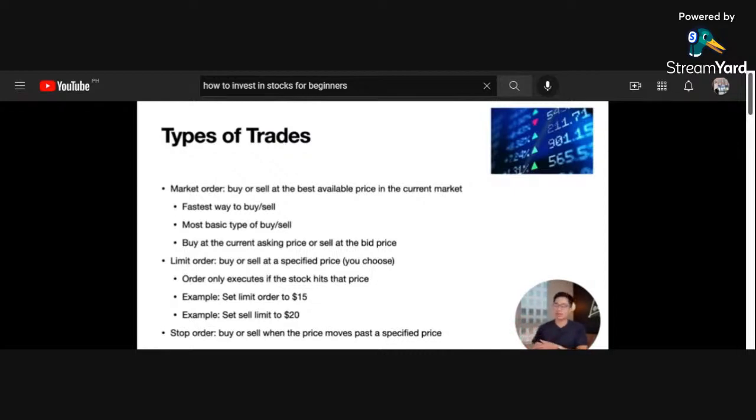And the risk with this is that it might not execute as well, right? Like it might not hit $20. It might actually keep dropping down and you would have come out ahead just selling it at that current market price of $18. You also have your stop order. This is a bit more complicated, but this is basically going to help you buy or sell when the price moves past a specified price.